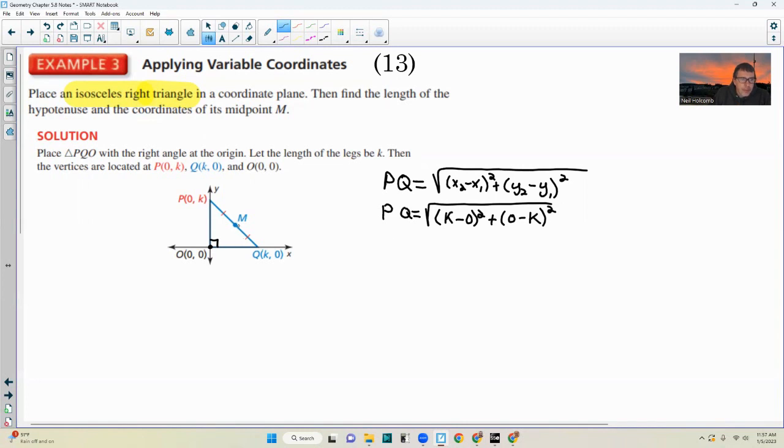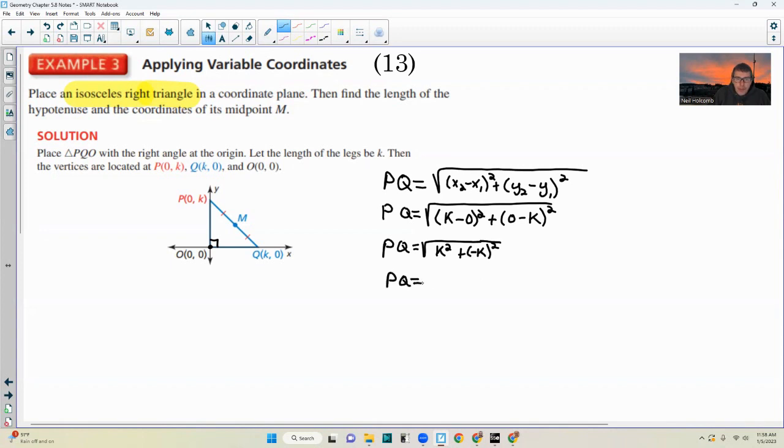Okay, so what am I doing here? I'm using these 2 endpoints. Okay, k minus 0 is my x's, and 0 minus k are my y's. All right, so that's where that came from. Now we simplify. k minus 0 is obviously k, and that's squared, plus 0 minus k is also negative k, but we're going to square it. But be careful, it's not minus k, it's a plus a negative k squared.